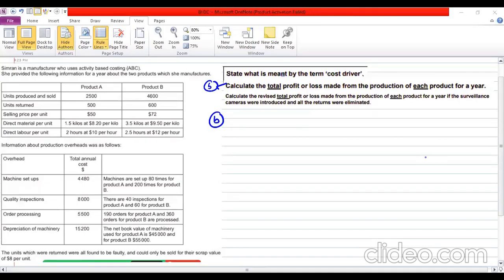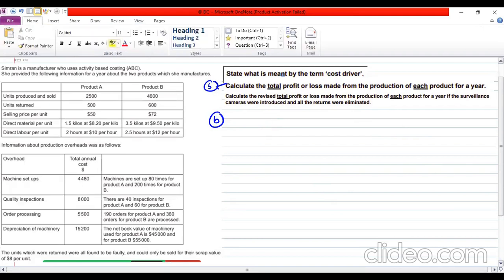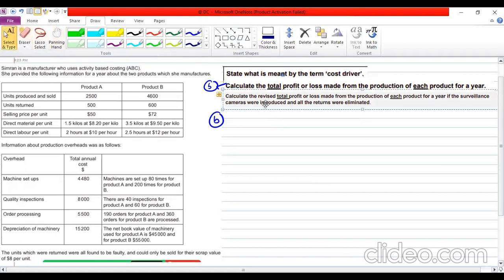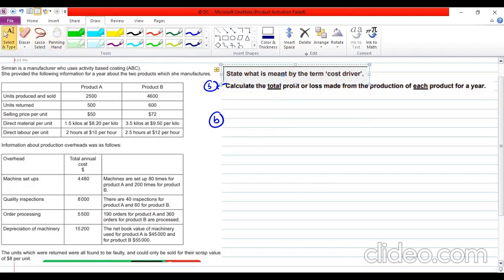The requirement of this question is to calculate the total profit or loss made from the production of each product of the year. So simple is that we need to calculate the profit. But once we read the question, it's very clear to us that this question pertains to ABC costing. Why? Because we have a number of overheads like machine setup, and they are saying use the setup cost.